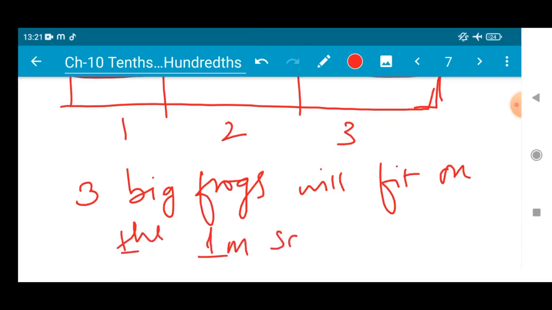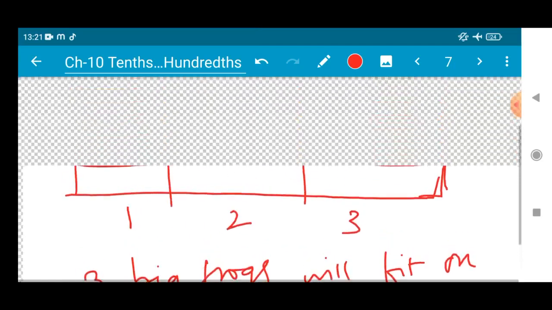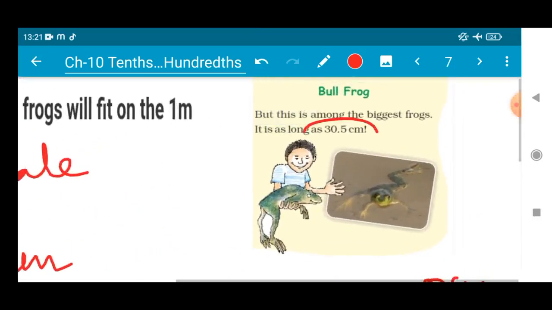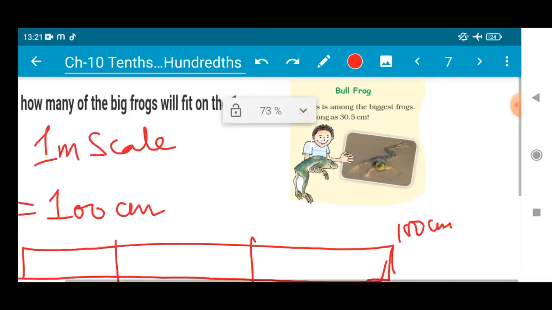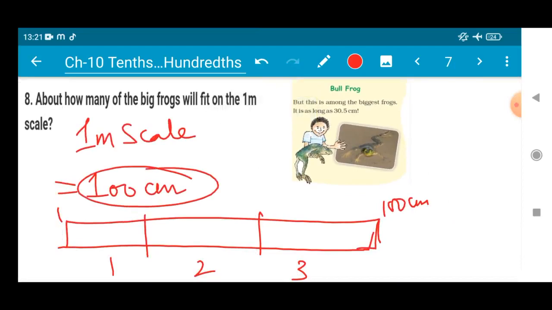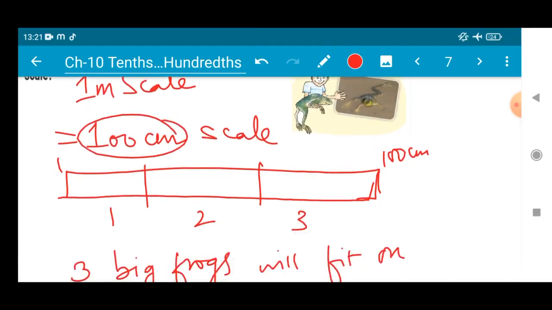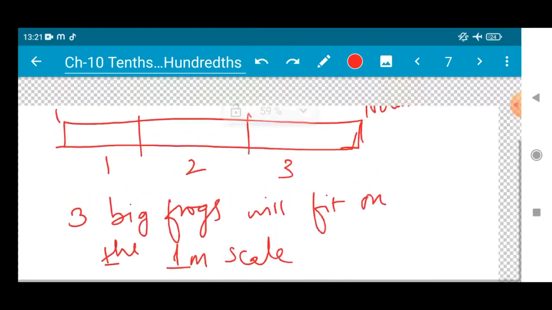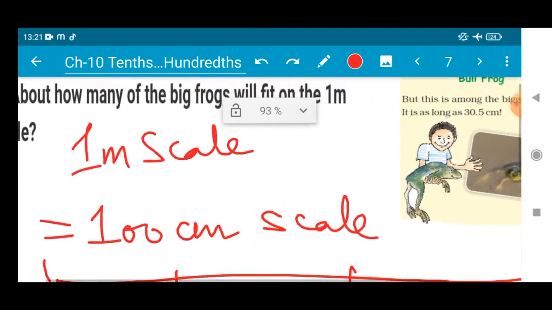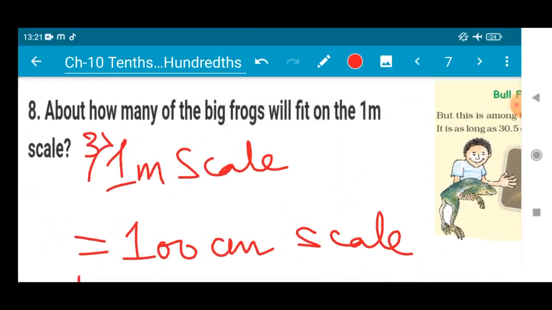Why have I not used 1 meter directly? Because the value of the big frog is in centimeter. So it was compulsory to first convert the 1 meter scale into centimeter. Only then we could have done it. So that is why the answer is how many? 3. The answer is 3. Okay.